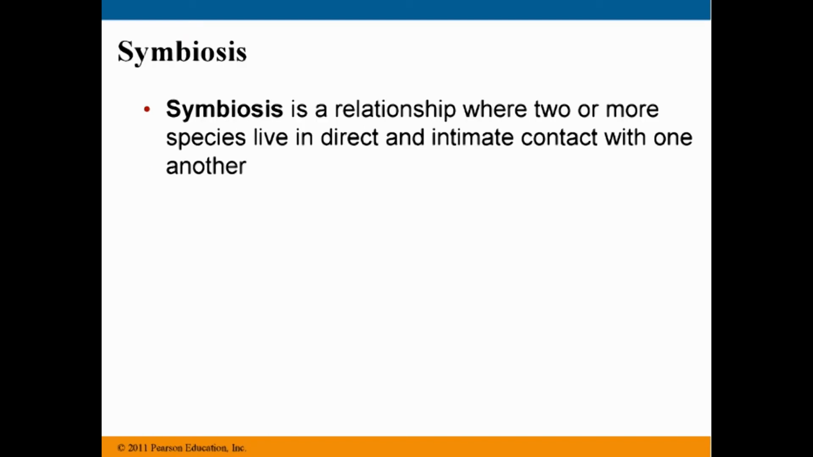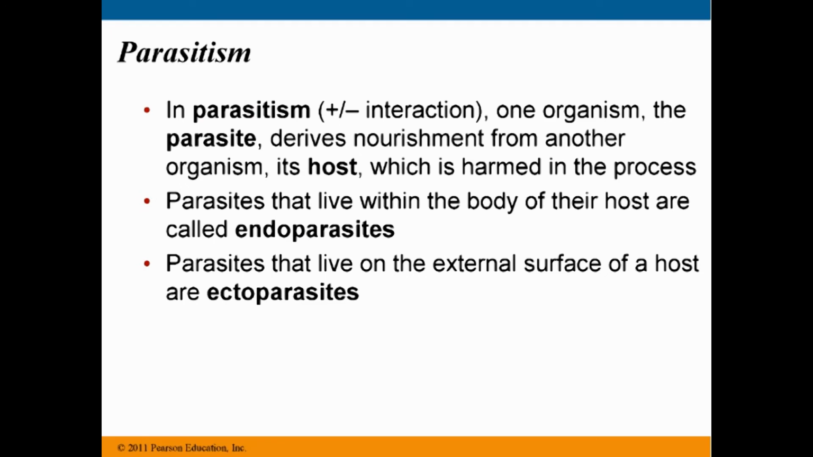Symbiosis is defined as a relationship where two or more species live in direct and intimate contact with one another. So that's symbiosis. There are different types of symbiosis. Parasitism is one, and this is a plus-minus interaction. So you have one organism that we call a parasite that is going to get nourishment from another organism, and we're going to call that other organism a host. The host is going to be harmed in the process of the parasite living on the host.